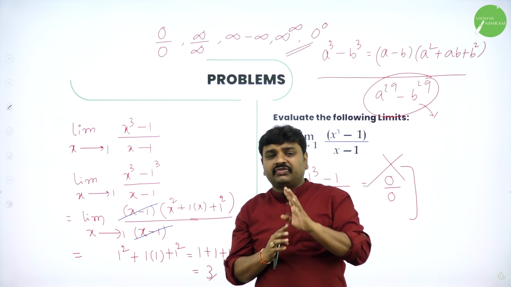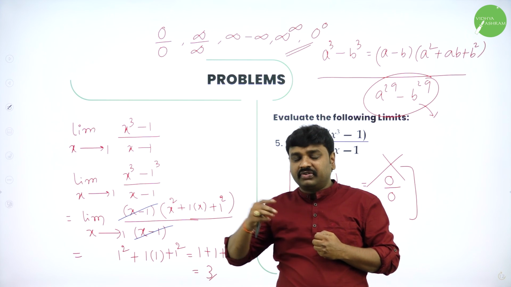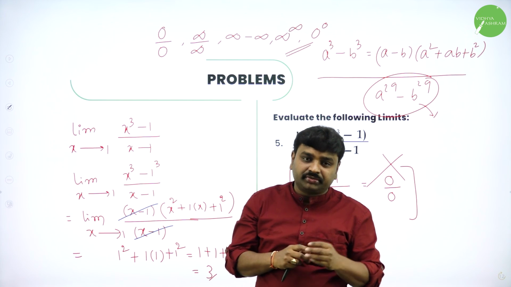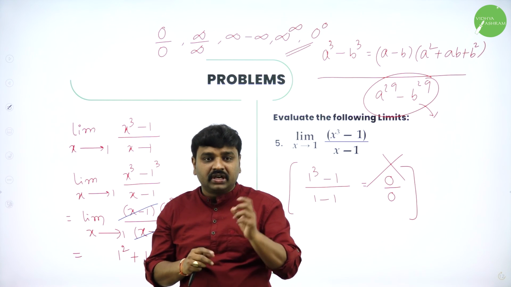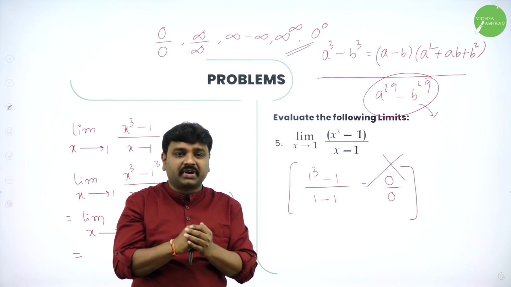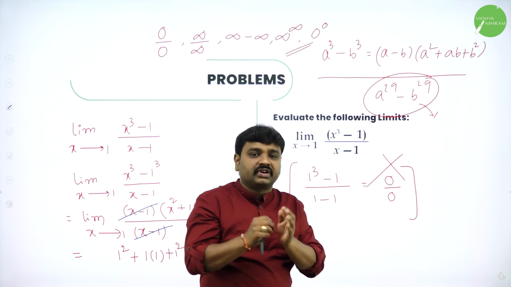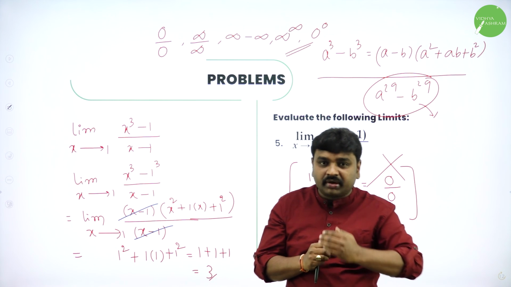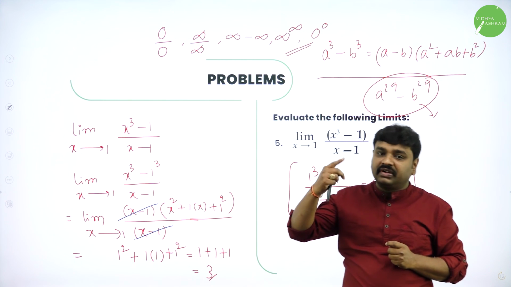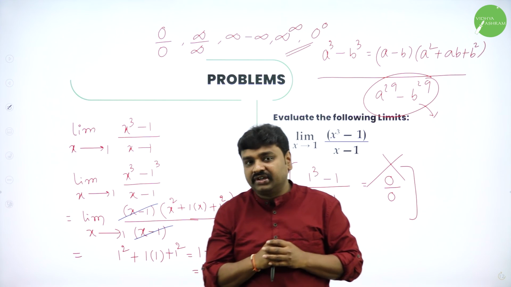One is limit of a constant is the constant. Limit of constant into function means take the constant out and you can apply limit for the function. Limit of sum of two functions means you can apply limit for each function. Limit of difference of functions means again you can apply limit of each function and subtract. And if you have limit of product of functions, then you can apply limit for each function. And if you have numerator by denominator, then you can apply limit separately for numerator and limit separately for denominator. These are the methods I taught you.